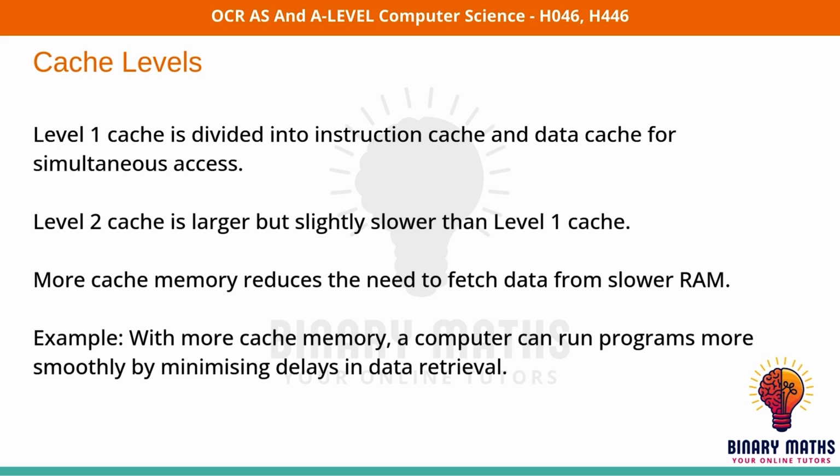This layered approach to caching ensures that the most critical data is always readily available to the CPU, enhancing overall system performance. Level 3 cache, if present, is even larger and serves as a shared cache for all cores, further improving data access times.